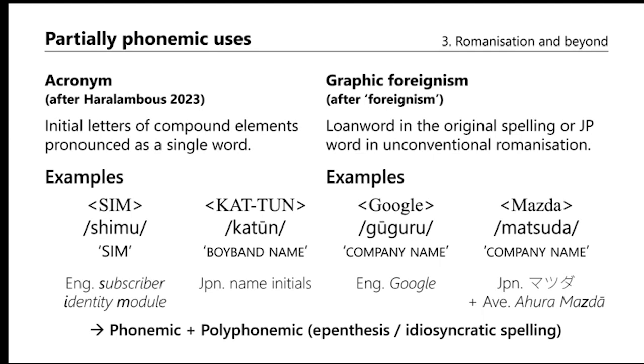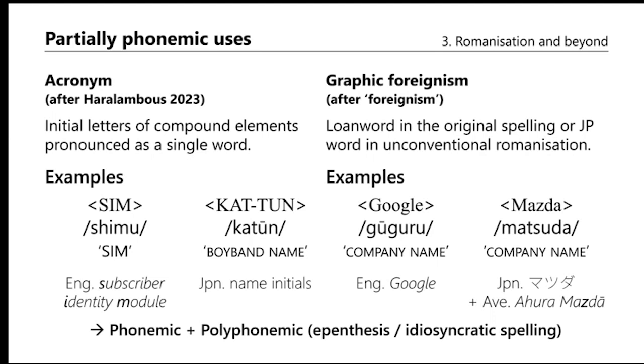For example, acronym is the use of initial letters of compound elements pronounced as a single word. For example, the English word sim has been imported as shimu in Japanese, but because of the phonological requirements of Japanese, we have an epenthetic vowel here. So to be really strict about this, we can't really speak of phonemic mapping because this is polyphonemic. Well, it's not only English loanwords. We have Japanese words acronymized in this way.